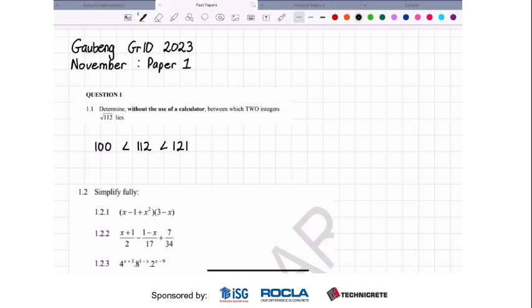Then when I take the square root of these, I have that the square root of 112 lies between the square root of 100, which is 10, and the square root of 121, which is 11.